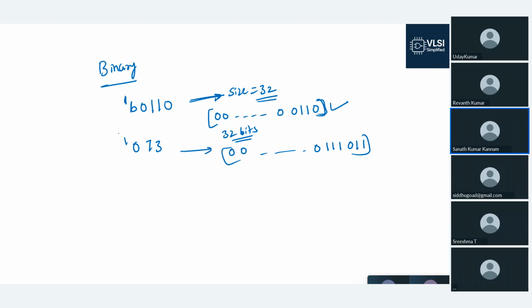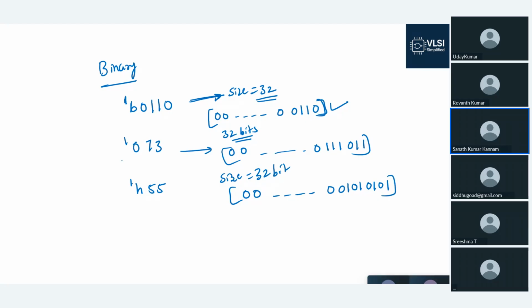Similarly, hexadecimal also. Suppose 'h55 is there. So 55 means the size is 32 bits. The default size the compiler will take is 32 bits. So it will store 0, 0 and so on, up to 0, 1, 0, 1, 0, 1, and the remaining bits are zeros. So like this, it will store.